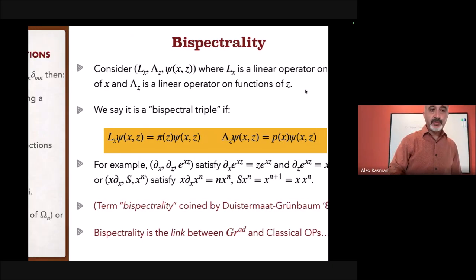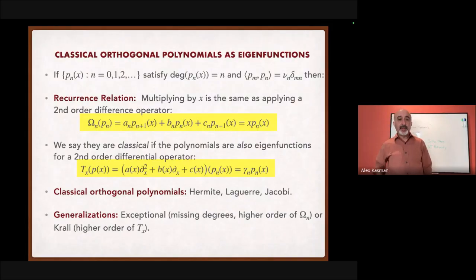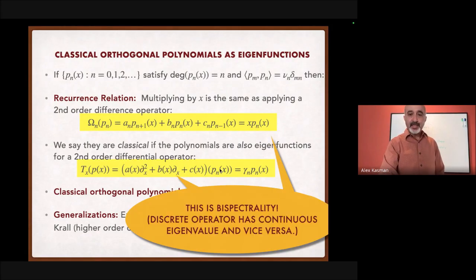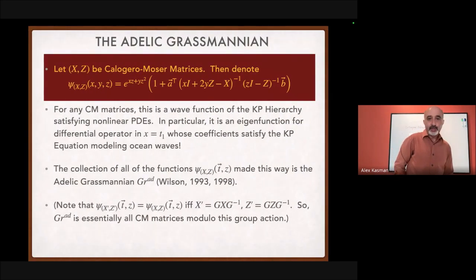If we go back to the slide we already saw about the classical orthogonal polynomials, you'll notice that they are bispectral. As I showed you, the classical orthogonal polynomials are eigenfunctions for a difference operator in n with eigenvalue x, and a differential operator in x with an eigenvalue that depends on n. So all the classical orthogonal polynomials are bispectral. The Adelic Grassmannian also is bispectral, and that's why Wilson defined it. He was studying a question about bispectrality. So let's see how I can show you that it's bispectral.